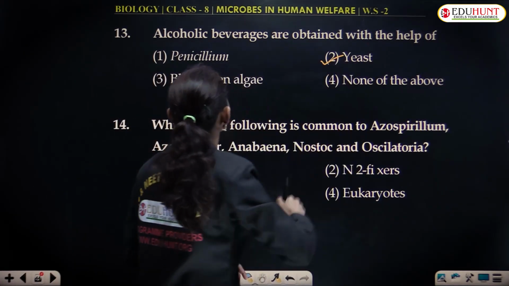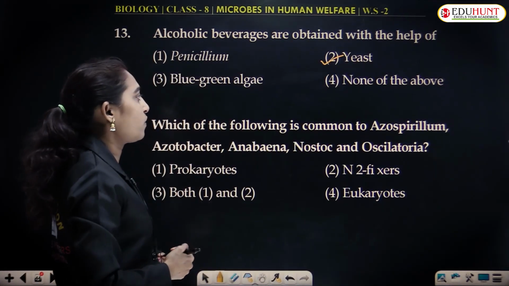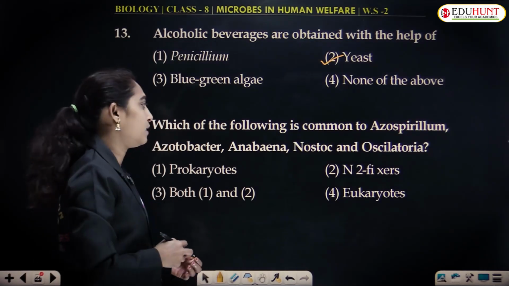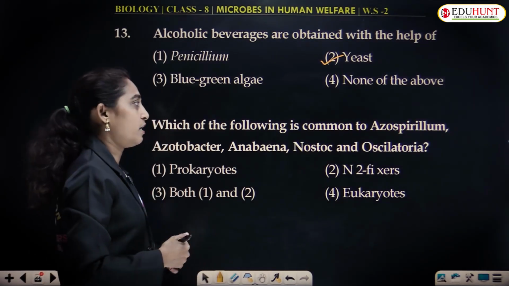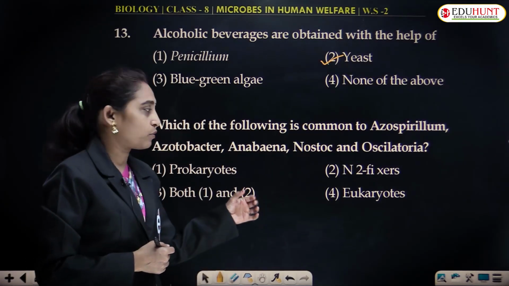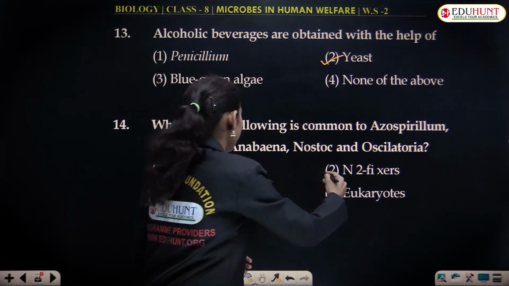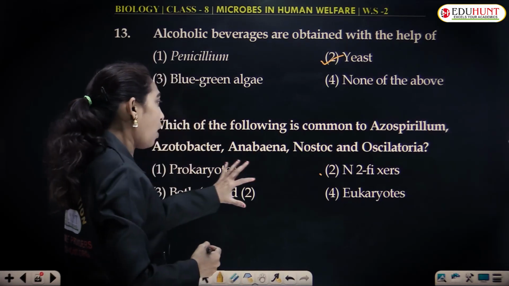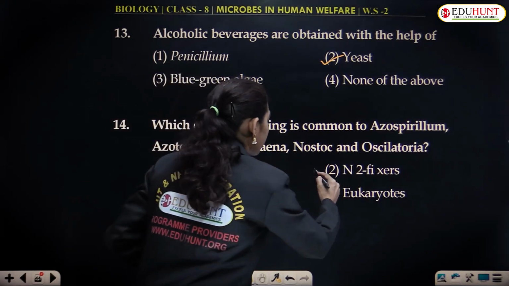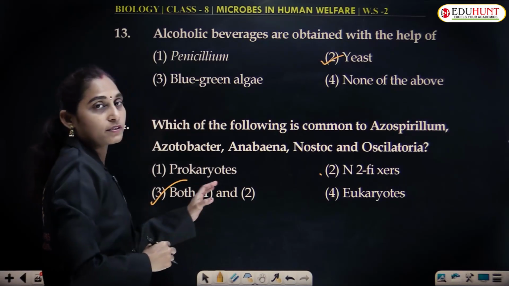Which of the following is common to Azospirillum, Azotobacter, Anabaena, Nostoc and Oscillatoria? All the organisms are involved in nitrogen fixation. Yes. All the organisms are prokaryotes as well as nitrogen fixers. So both 1 and 2 are the correct option.